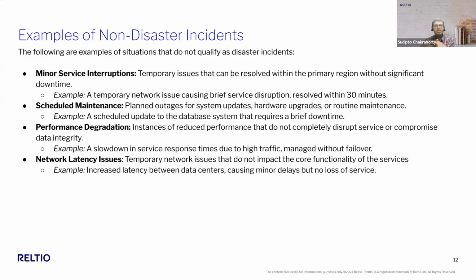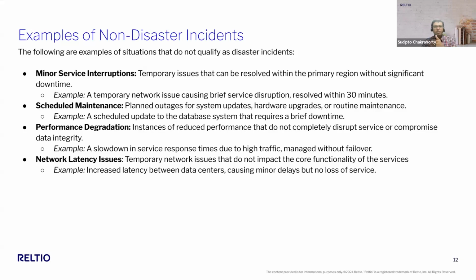For instance, maybe a single microservice is momentarily down, or there is a brief network glitch. A temporary network issue might cause a very minor brief disruption, and we can fix it within a few minutes within the primary region itself. So in this case, there is no need to failover because downtime was minimal and localized, and we will handle it as a standard incident.